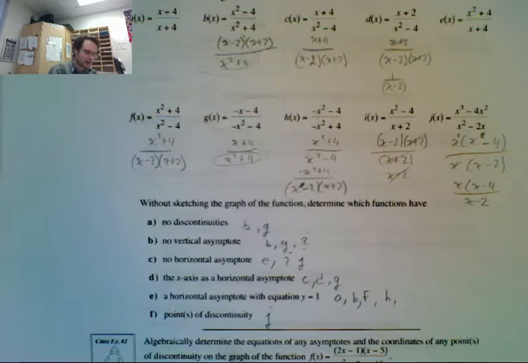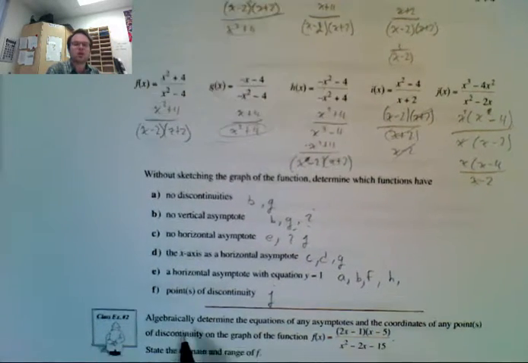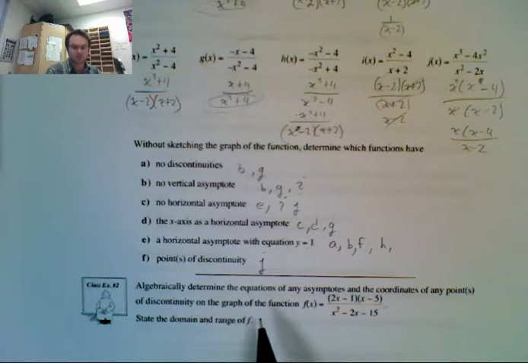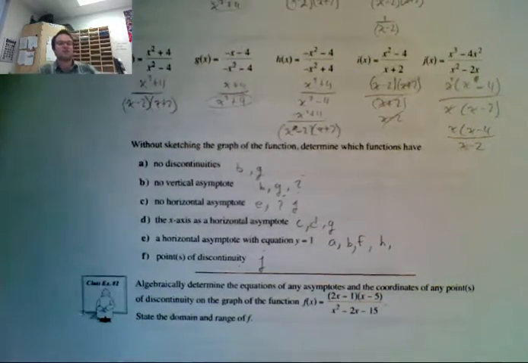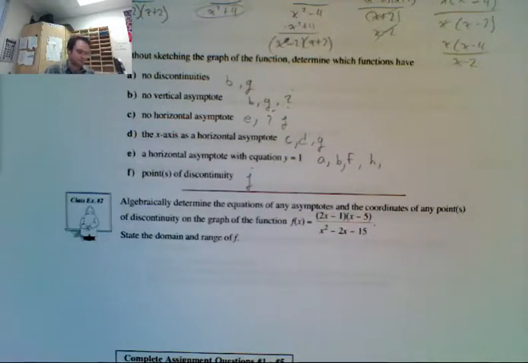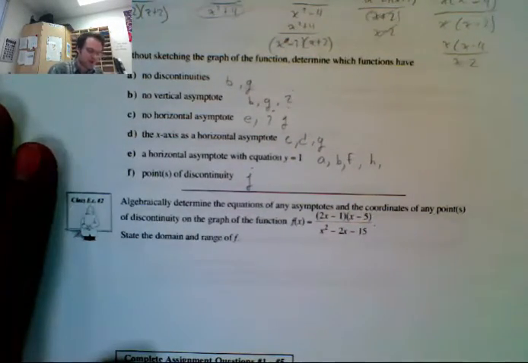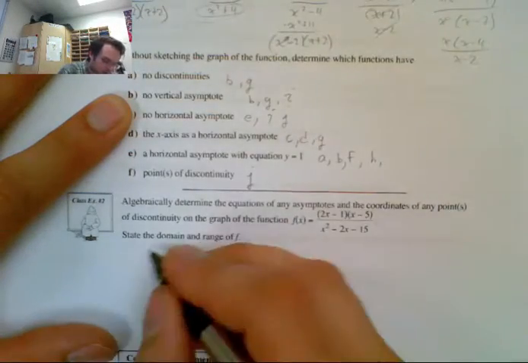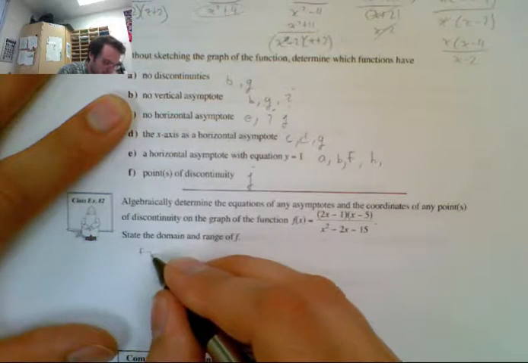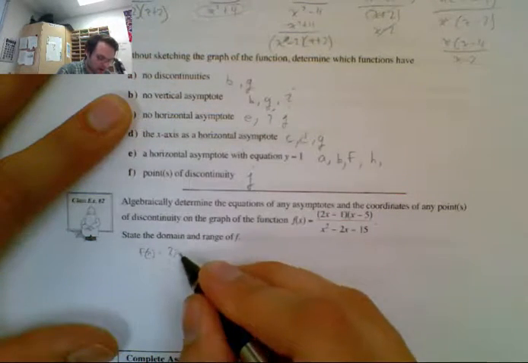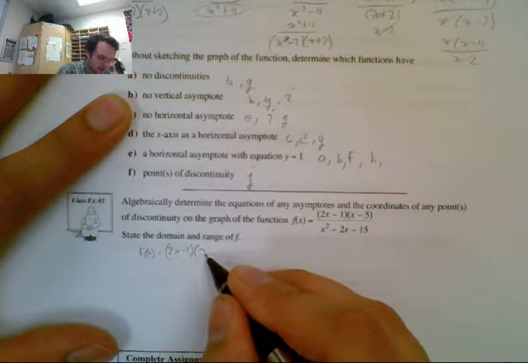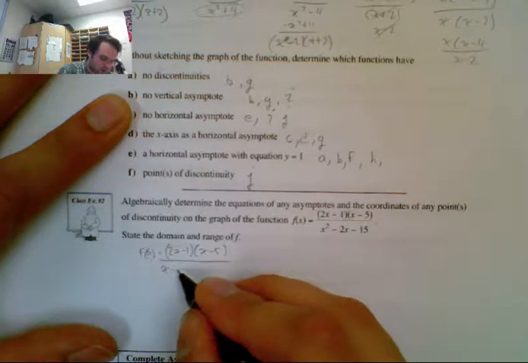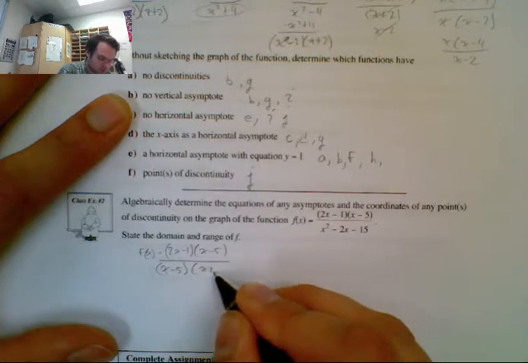So now for classroom example number 2, it wants us to algebraically determine the equation of the asymptote and the coordinates of the points of discontinuity of the following graph, and state the domain and range of the function. So first step here, I am going to factor my bottom. So we have f of x is equal to 2x subtract 1 all multiplied by x subtract 5, over x minus 5 and x plus 3.